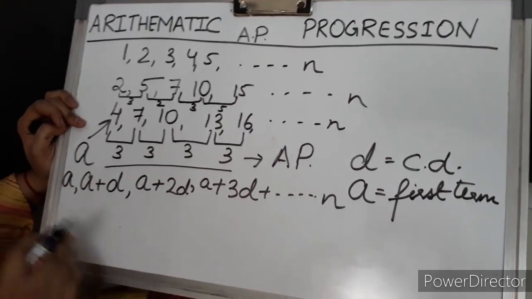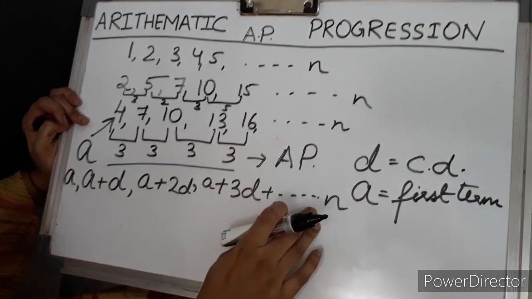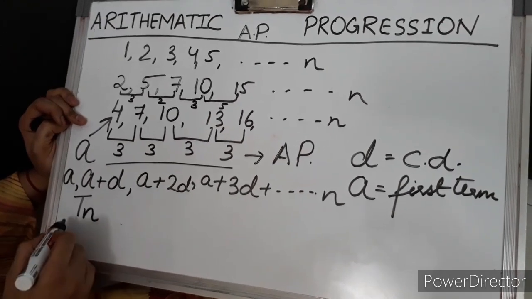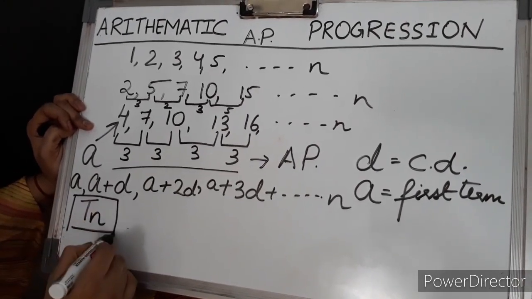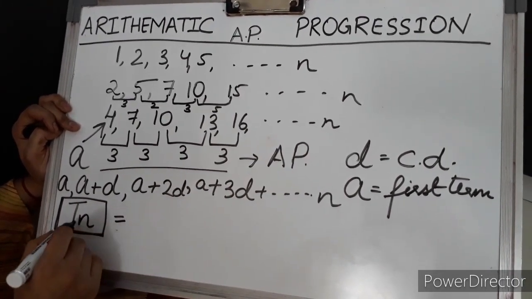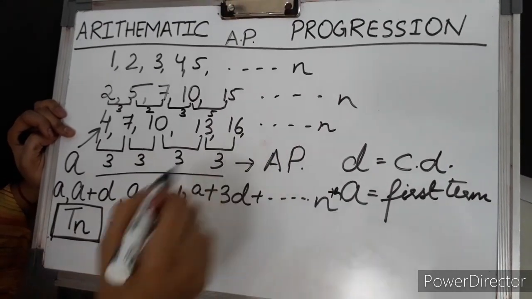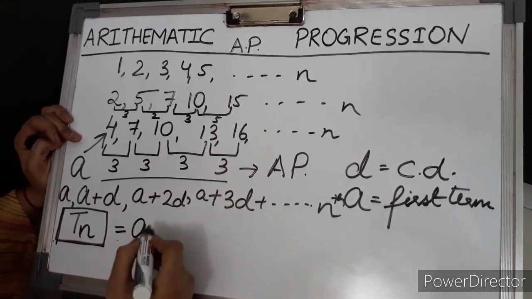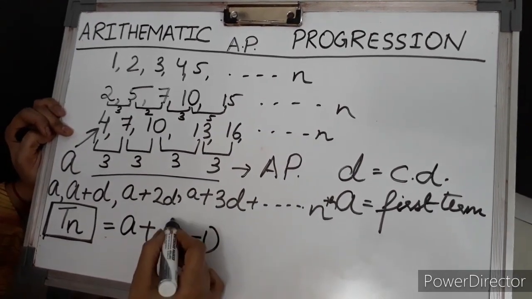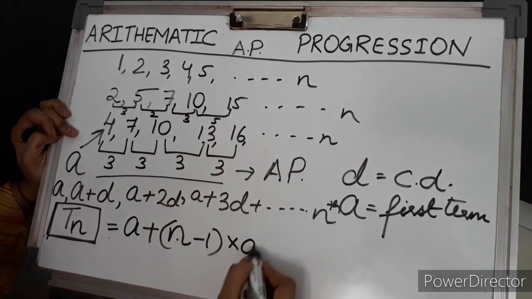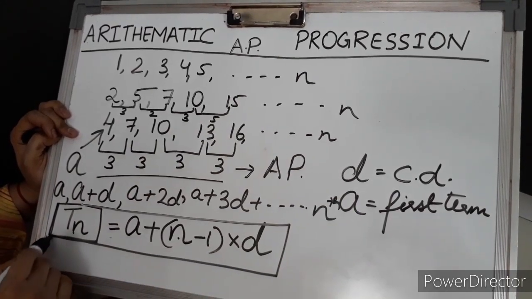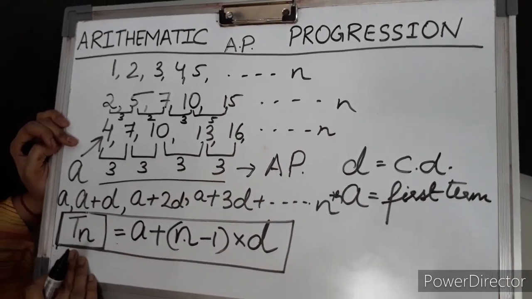If we have to find the last term, what do we have to frame? We have to frame one formula for this, which is called the general term of AP. The symbol to find the general term is Tn, the nth term, which is the term you want to find. Tn is equal to the first term plus (n minus 1), the preceding term, multiplied by the common difference. This is the first concept of AP.